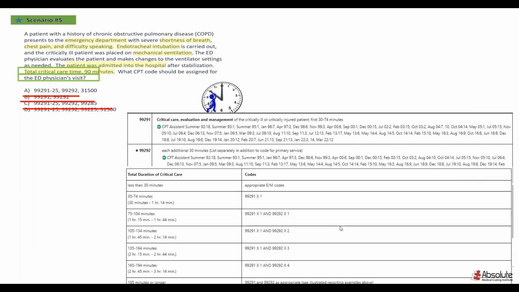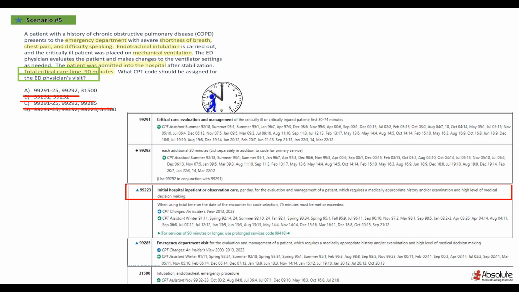99291, 99292, and 31500. So I would pull out my critical care table, and we can see a total of 90 minutes of services were given. So that falls between 75 to 104 minutes, and my critical care codes are 99291 and 99292 times 1. And we also code for the endotracheal intubation, which has been provided. So these are our codes, and the correct answer is going to be option A.